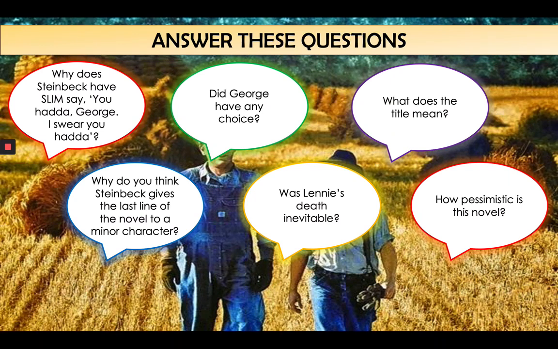Do you think Lenny's death was inevitable? Do you think that was something that was always going to happen? And explain your answer. And the last one, do you think this novel is pessimistic? Do you think there is any optimism to be found, anything positive from the end of the novel? Or do you think it is incredibly pessimistic? I would like you to justify your answer for that. So jot your answers down. And that's the end of today's task.